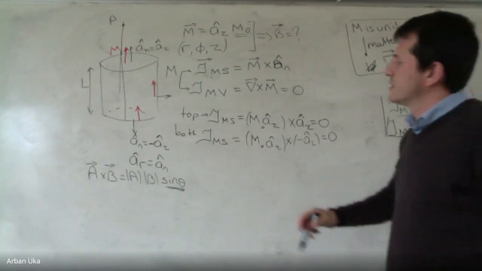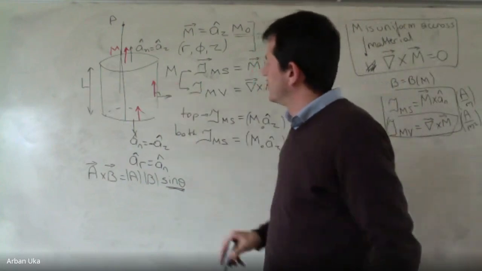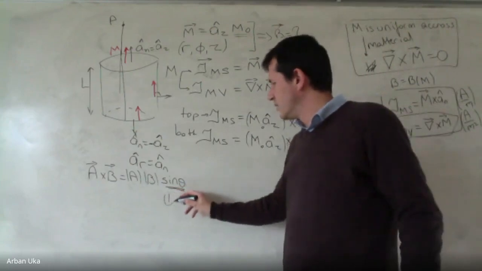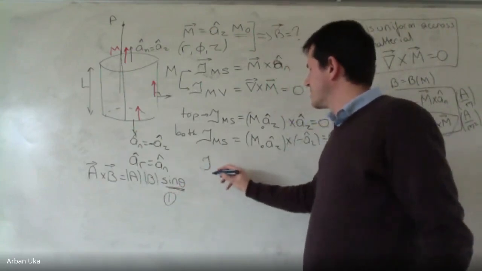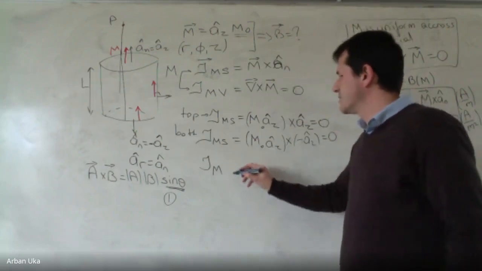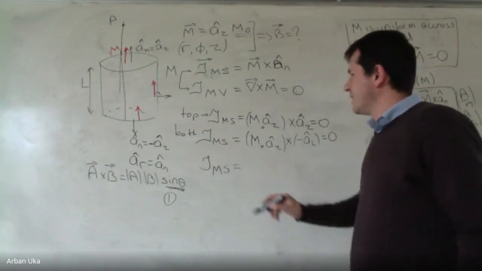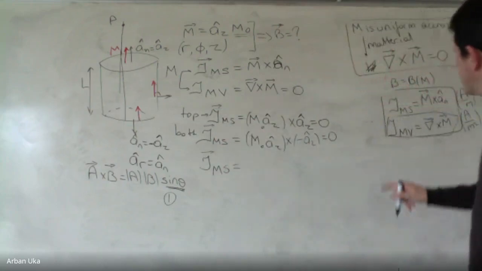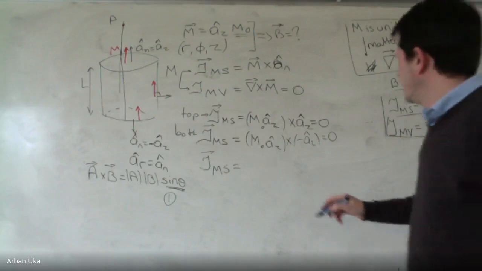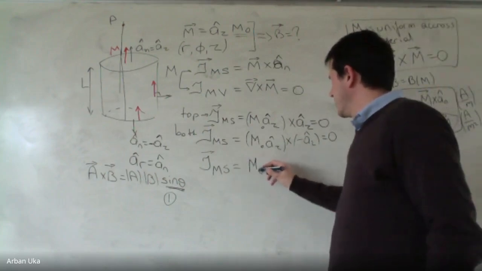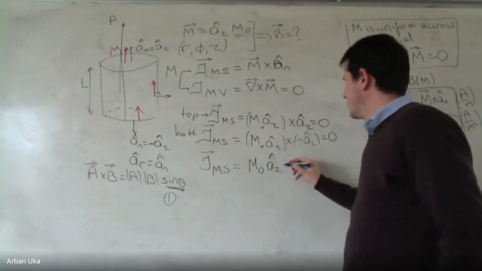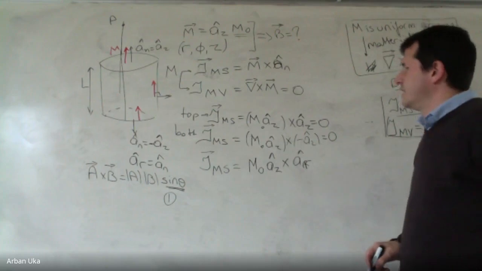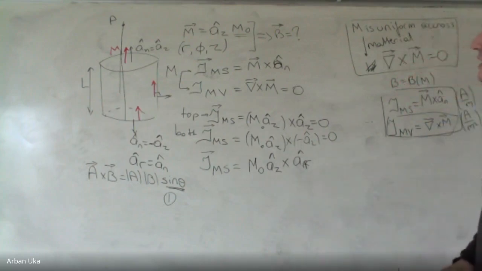Now, on the sides, we observe that the angle between the magnetization and the AN is 90. The sine of 90 is equal to 1, which means that the current density, because of the magnetization on the surface area, this is a vector quantity actually, we should not forget that, this is equal to magnetization cross AN. The magnetization is M0 AZ cross product with AR, with a small r.